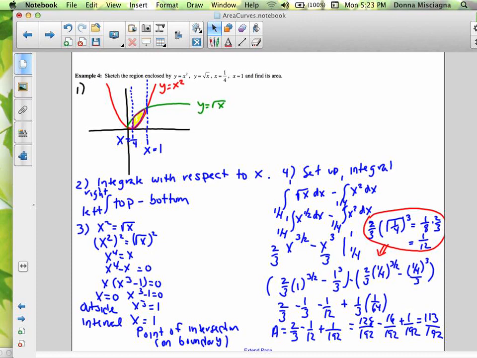2/3 times 1/4 is going to give us negative, and we're subtracting that. It's going to be a negative 1/12. We distribute the negative to the 1/4 cubed divided by 3. That's really 1/3 times 1/64, and that's going to become 1 over 192. So now we're going to add our terms together.